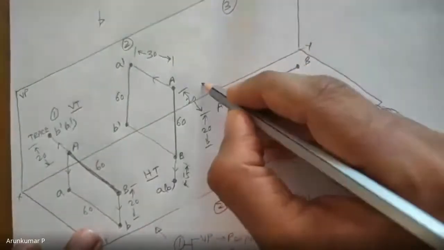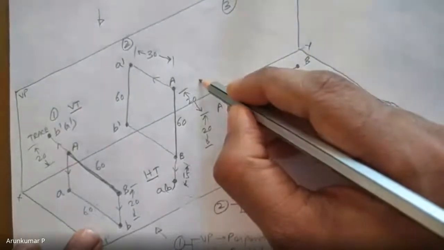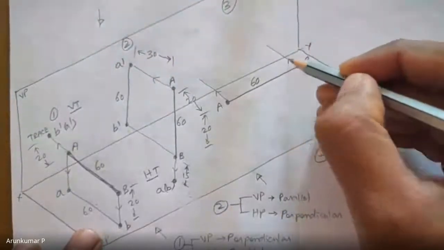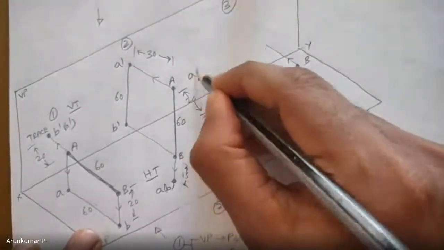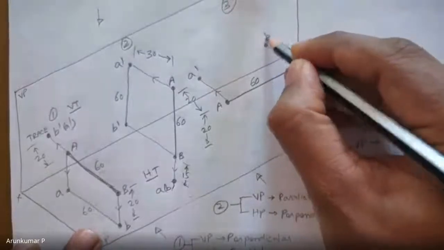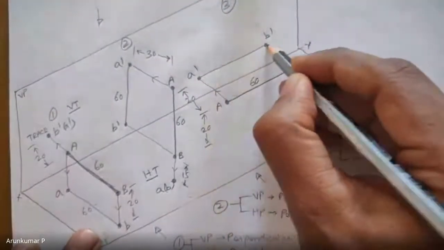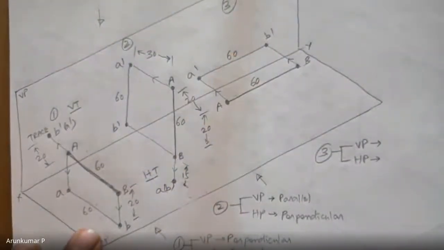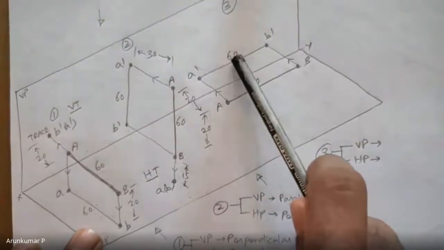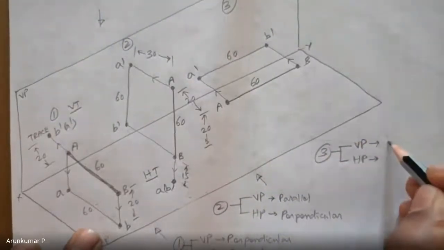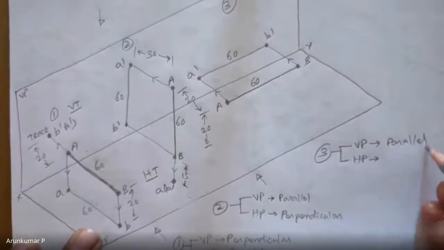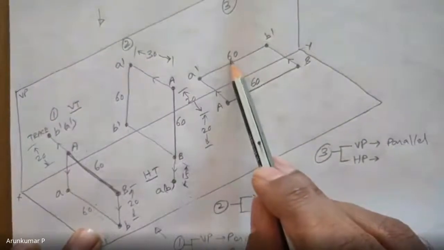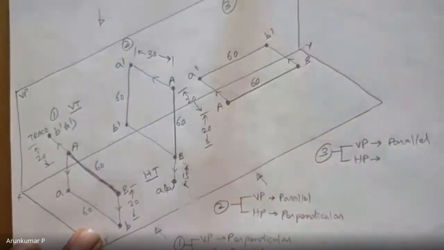Let us draw the front view first and see. So if you draw the front view, then this is A dash, this is B dash. If I join A dash B dash, this is the line whose length is 60 mm. Why this is possible is because AB is parallel to VP. Hence, you are getting the true length 60 mm of the line on VP in the front view also.